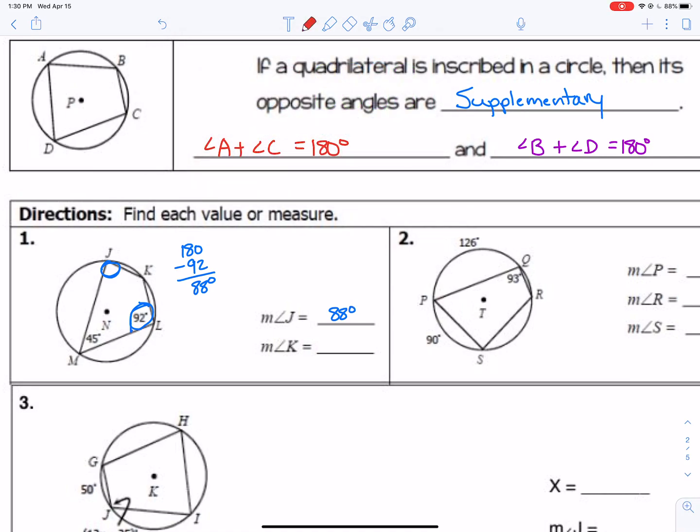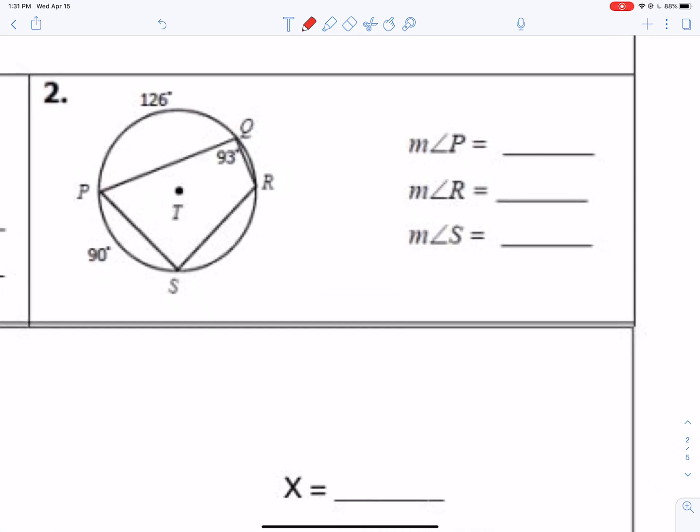And then angle M is 45, and angle M and K are opposite angles. So angle K would have to be 180 minus the 45, which would just be 135 degrees. Those are pretty direct: opposite angles add up to 180. That's all we needed for that one.